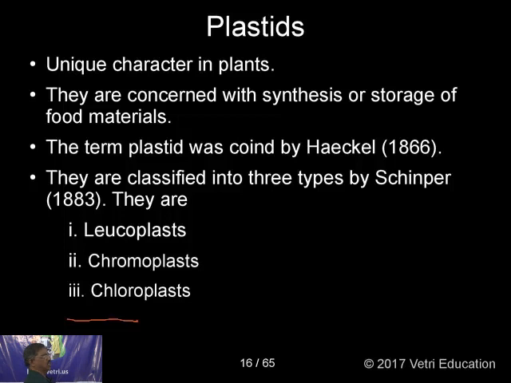The term plastid was coined by Haeckel in 1866. They are classified into three types by Schimper in 1883. They are leucoplasts, chromoplasts and chloroplasts. So, these three were named by Schimper only.